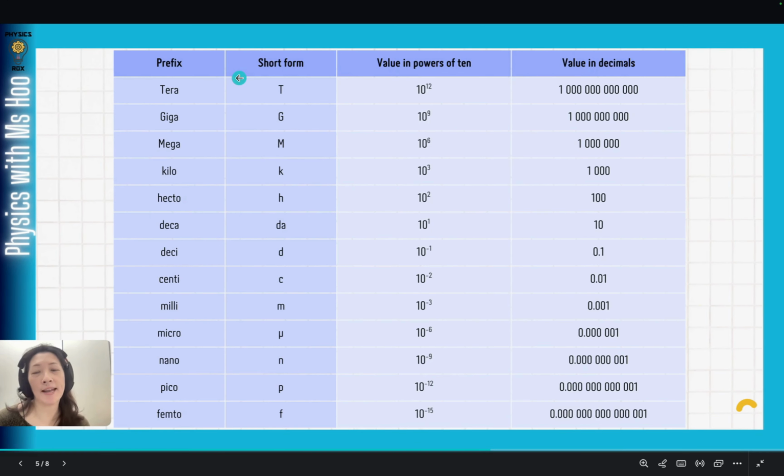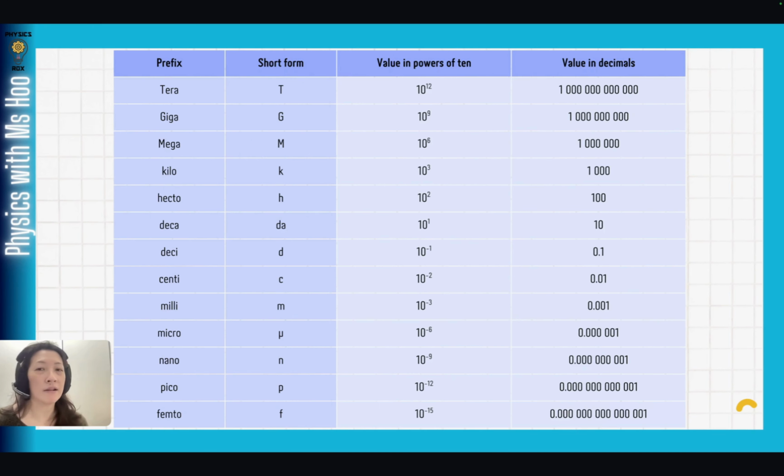Now, take note that the capitalization of the short form does matter. For example, tera is capital T, giga is capital G, mega is capital M. The rest are in small letters. Using the correct letter does play an important role, meaning whether you use the capital version or the small version, or as some might say, the uppercase or lowercase letters do make an important difference because they carry different values. For example, you can see that mega is a capital M, whereas milli is a small letter m. If you mix that up, the values become extremely different.